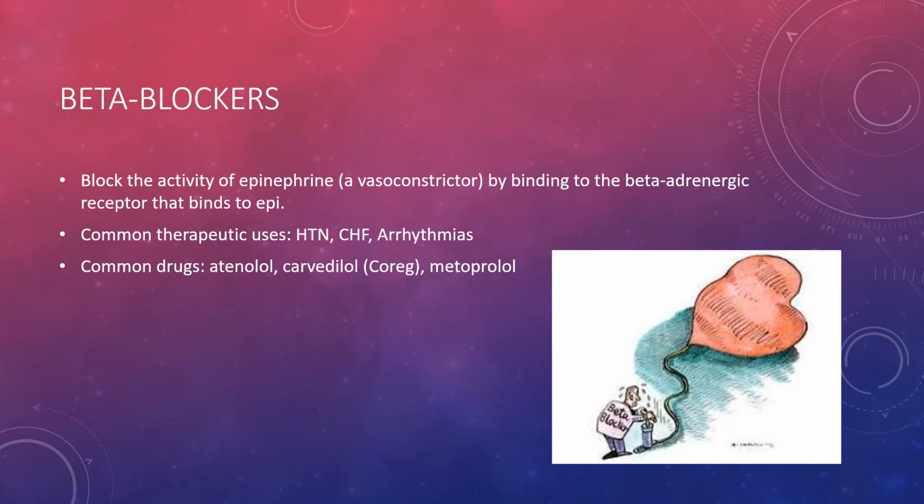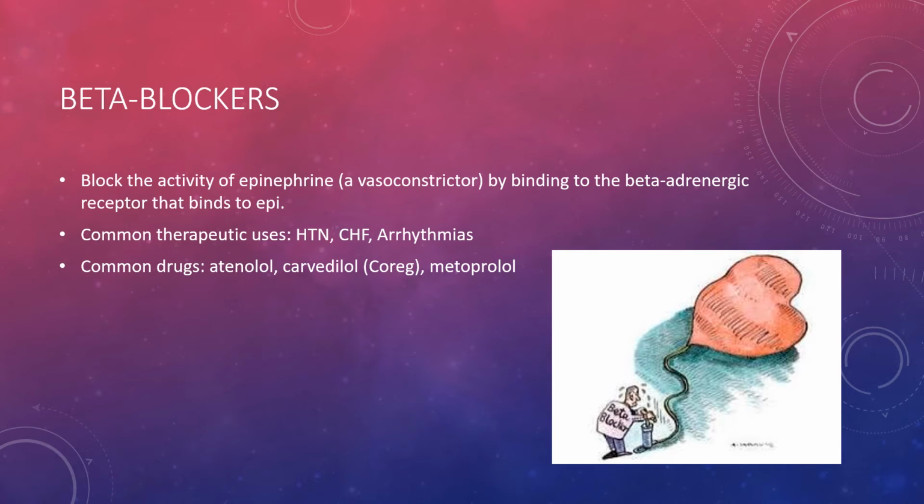Beta blockers. So these block the activity of epinephrine, which is a vasoconstrictor, meaning it makes the vessels smaller, by binding to beta adrenergic receptors that bind to epinephrine. So the common therapeutic uses include hypertension, congestive heart failure, and arrhythmias, so other than normal heart rhythm. Common drugs are atenolol, carvedilol, metoprolol. So you can see that LOL at the end is going to generally indicate a beta blocker. There are beta 1 and beta 2, selective and non-selective.